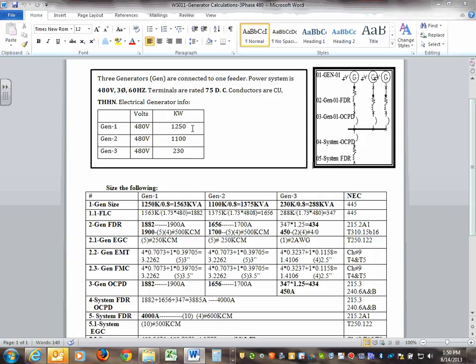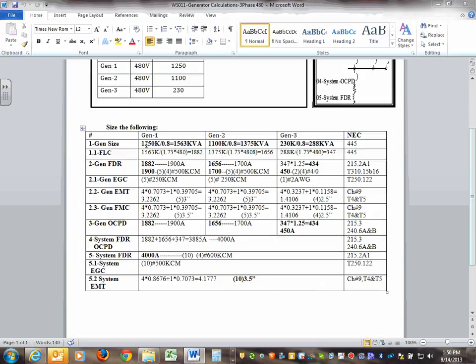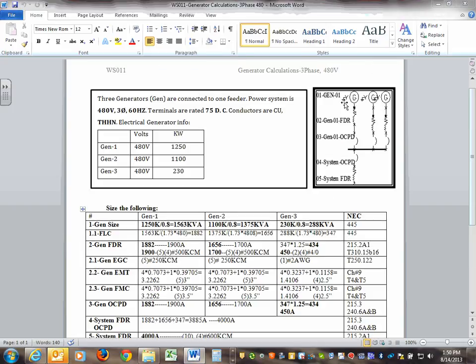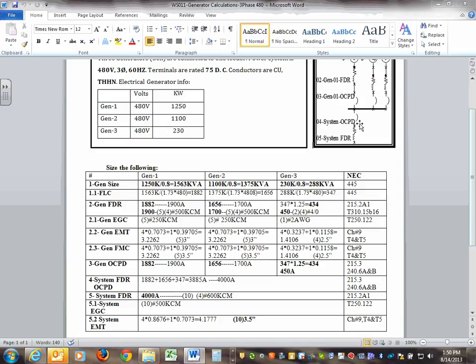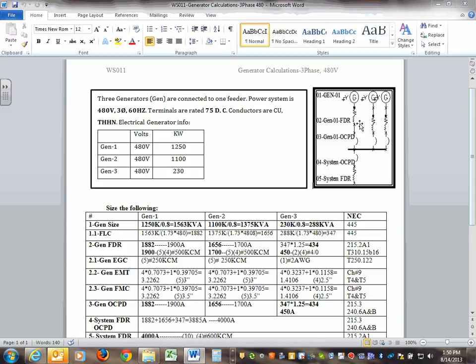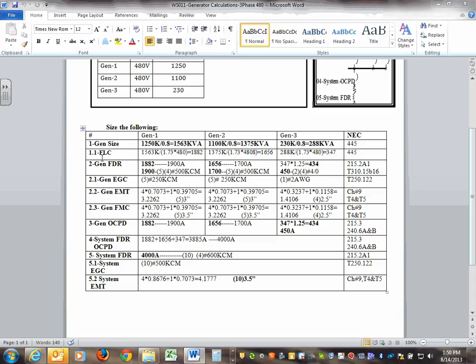And I picked one little boy, 230, because if it's a little guy, when we do calculation, it's slightly different. So the first thing I would do, and this is the one-line diagram for the system, because we're engineers, we don't do anything without a one-line diagram, right? So that's exactly the one that I did coordination for. Okay, the first thing you need to do is convert it into kVA.